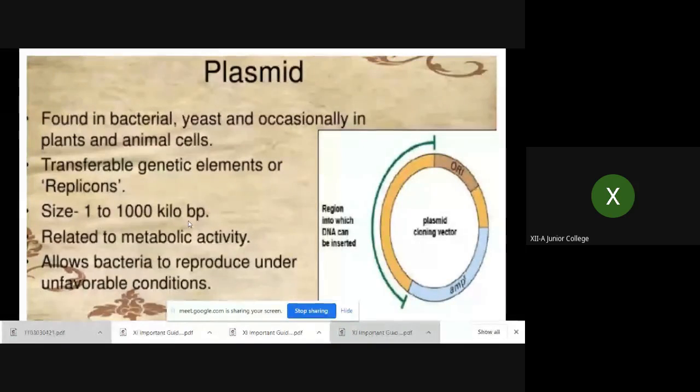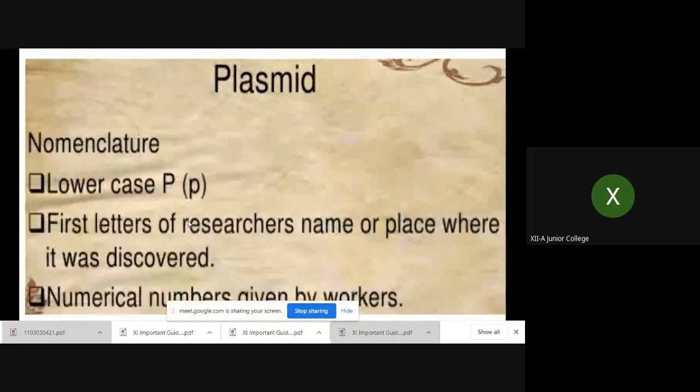Then they are related to metabolic activity. Metabolic activity is also related to which type of plasmid is present or absent. Then it allows bacteria to reproduce under unfavorable conditions. This is one more characteristic feature of plasmid. Whether the condition is favorable or unfavorable, bacteria can reproduce in the presence of plasmid. This is one more specific feature.